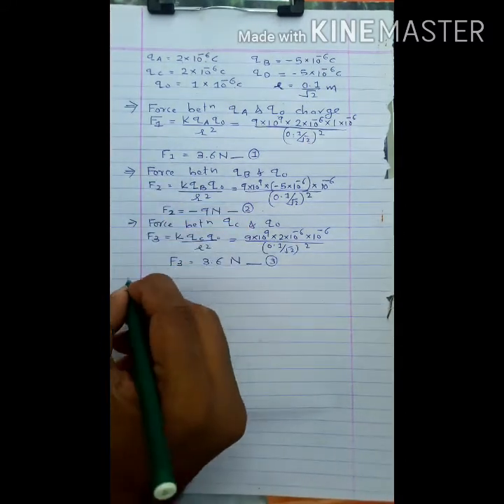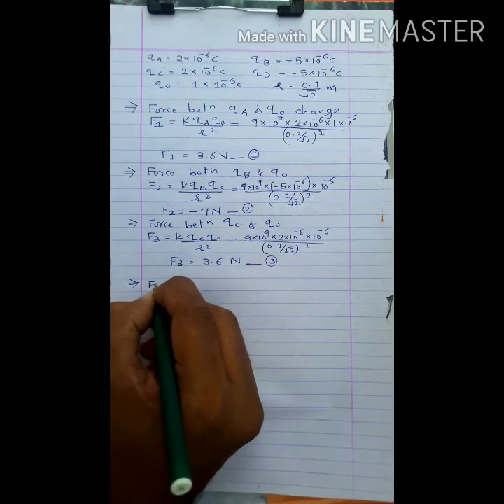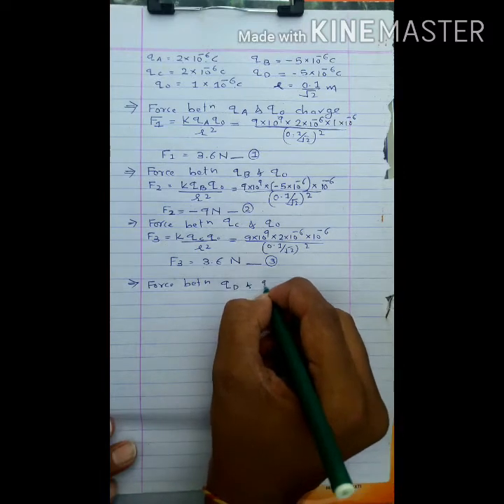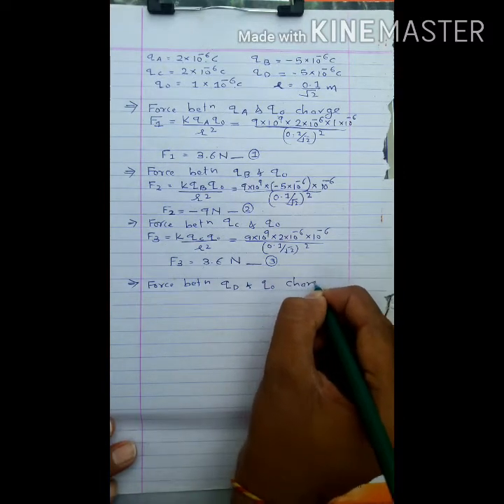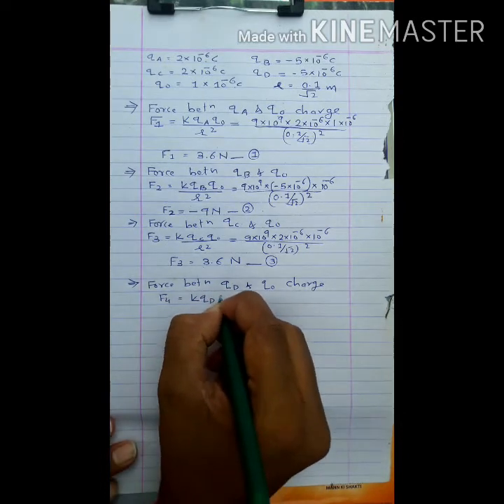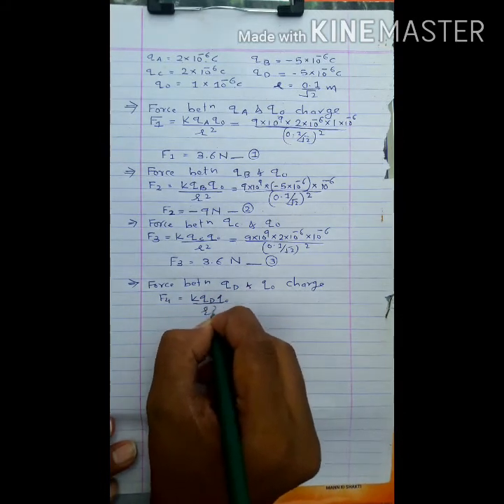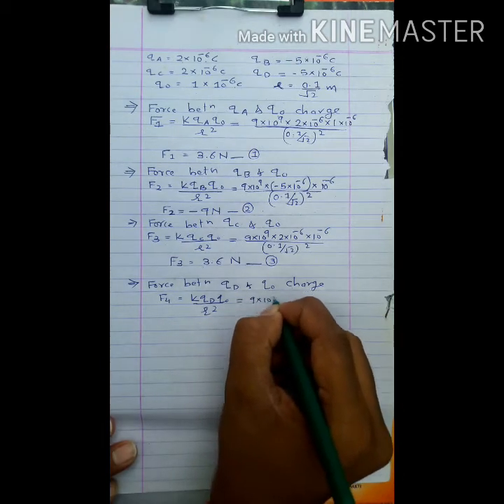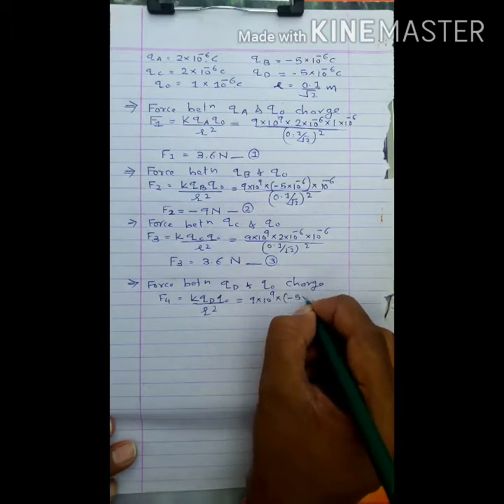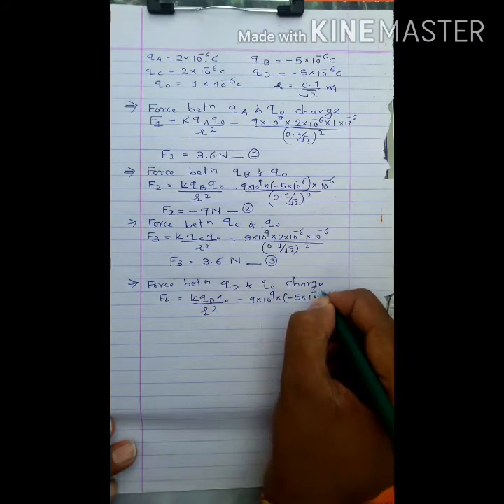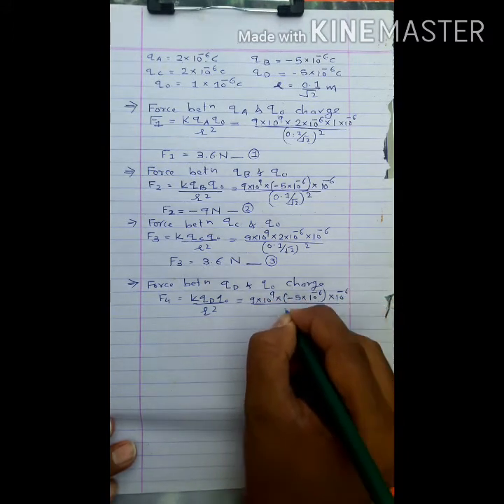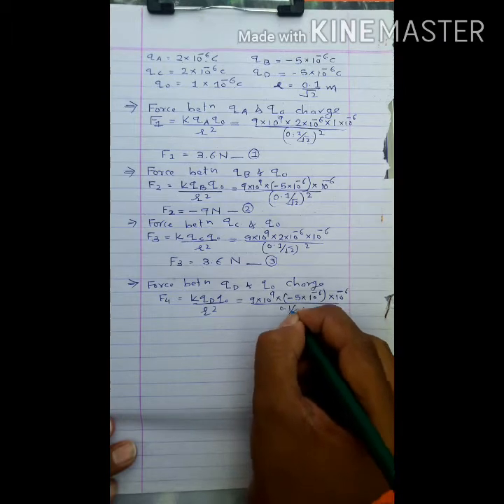Okay, now here we have the fourth pair, the force between QD and Q0 charge. So this is the fourth force, F4 is equal to K QD Q0 upon R square. K means Coulomb constant, 9 into 10 to the power 9. QD, again we have minus 5 into 10 raised to minus 6 coulomb charge, into 10 raised to minus 6 coulomb charge, divided by distance 0.1 upon root 2 whole square.